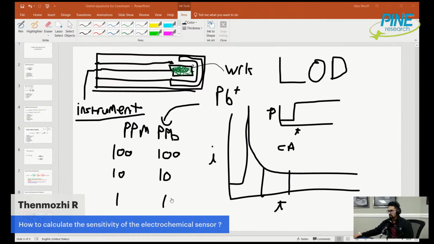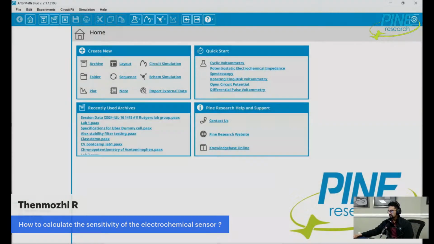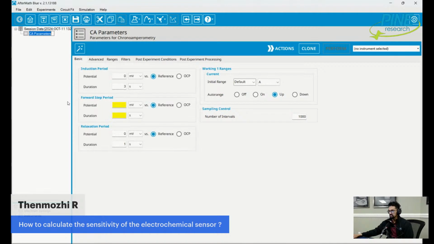So let me show you something just very quickly. This is our Aftermath software. Our Aftermath software is what's used to control our potentiostats. I don't have one connected right now. But if I go to the Chronoamperometry experiment, there's this current range, and the current range has a wide variety of different possible current values. So you may have a 1 milliamp range, you may have a 10 milliamp range. This depends on the instrument, the potentiostat. But down here, like plus minus 100 nanoamps, that's where you're going to be hitting the limitation.